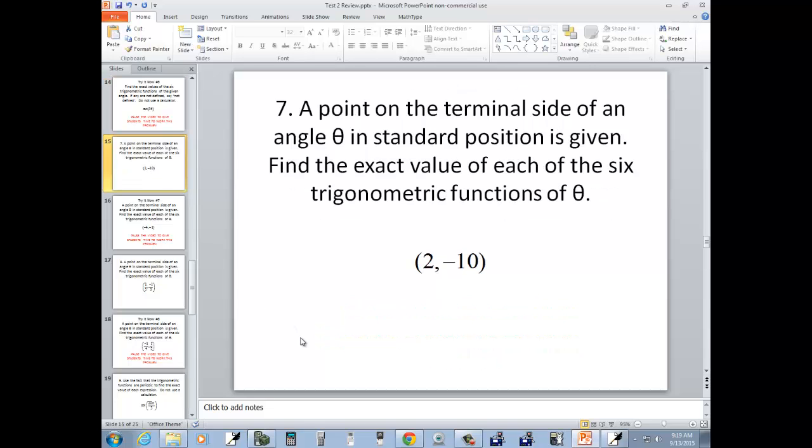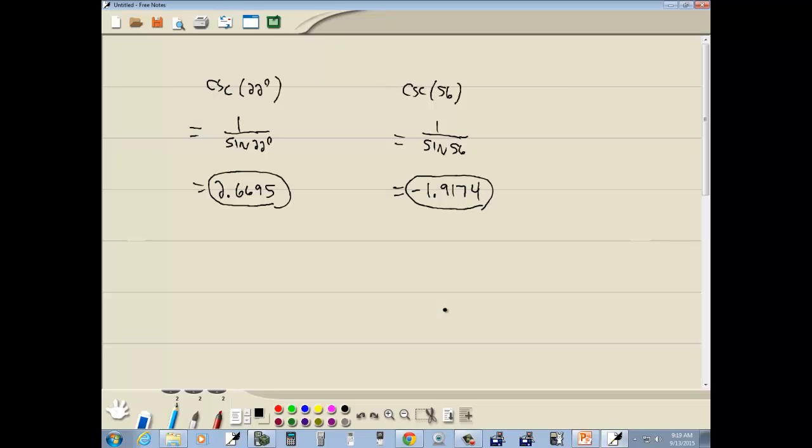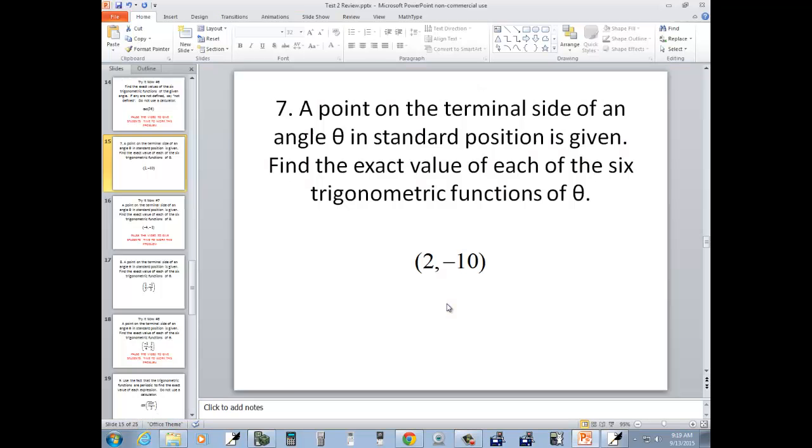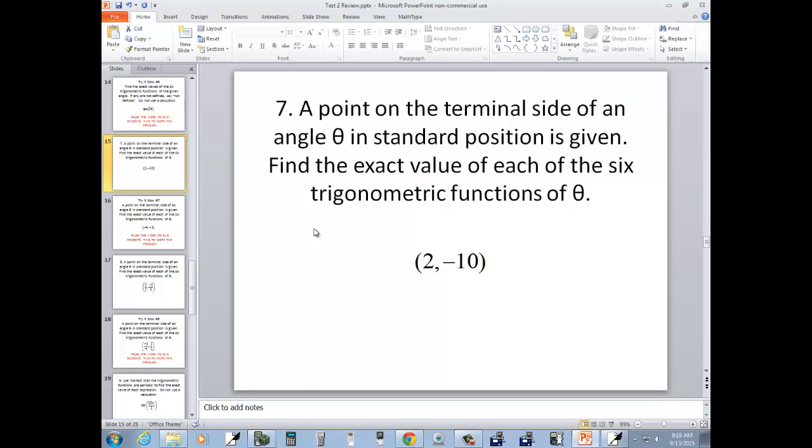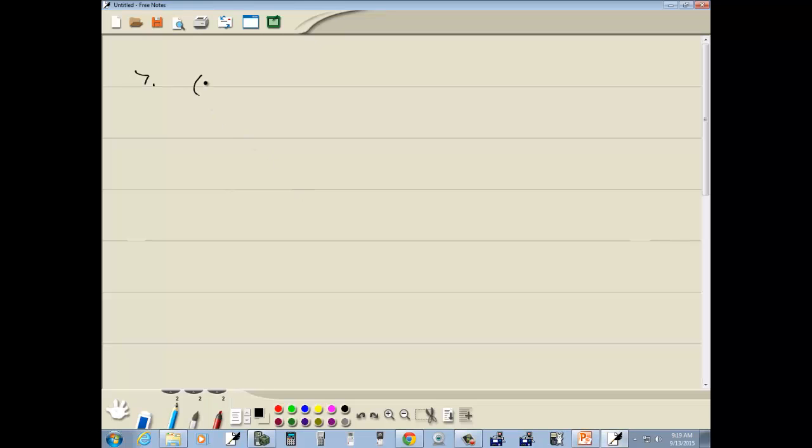Okay, let's take a look at this problem. Let me clean up my tablet here. Now it says a point on the terminal side of an angle theta in standard position is given. Find the exact value of each of the 6 trig functions of theta. So we got 2 and we got negative 10. This is no longer on the unit circle.